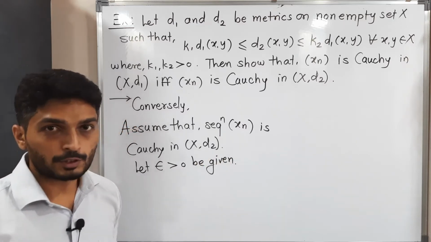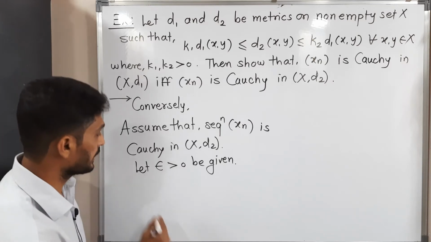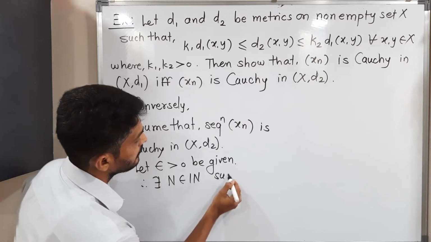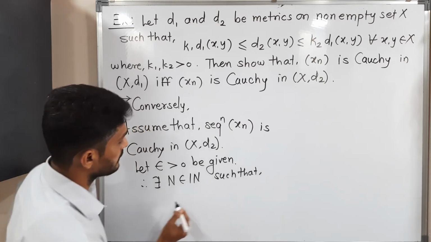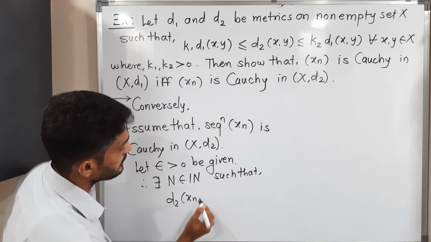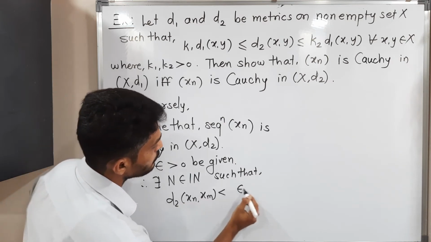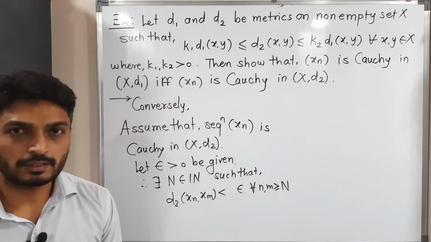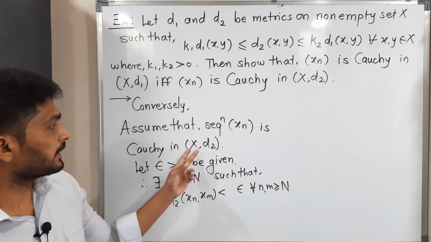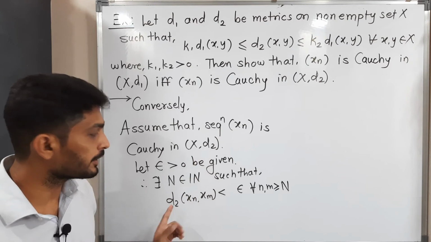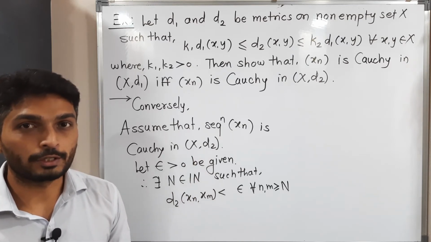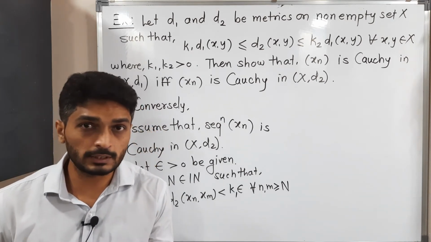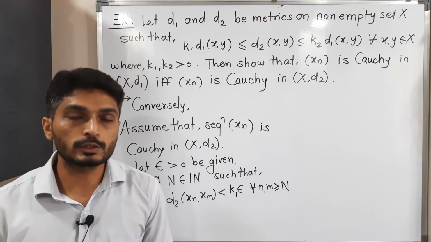If I use this information and apply the definition of a Cauchy sequence, we can write that there exists N belonging to the set of natural numbers such that D2 of Xn, Xm is less than epsilon for all n, m greater than or equal to capital N. I simply used the definition of a Cauchy sequence, but since it is Cauchy in the metric space (X, D2), I wrote D2 here. One more adjustment I'm going to do: instead of epsilon, I'm going to consider K1 epsilon. It's an adjustment. K1 is a positive real number, epsilon is also positive, the product is also positive, so no need to worry.